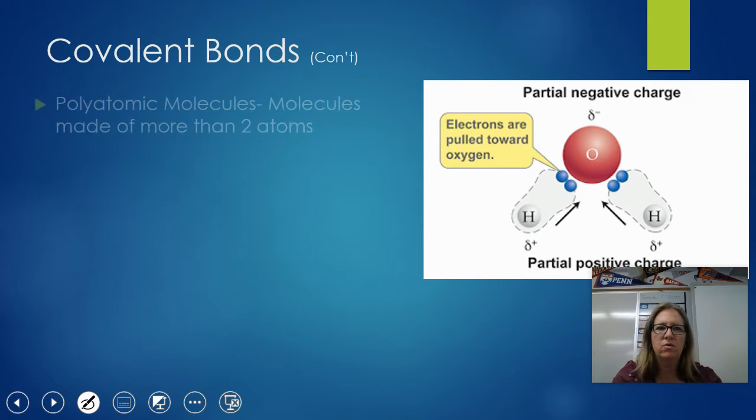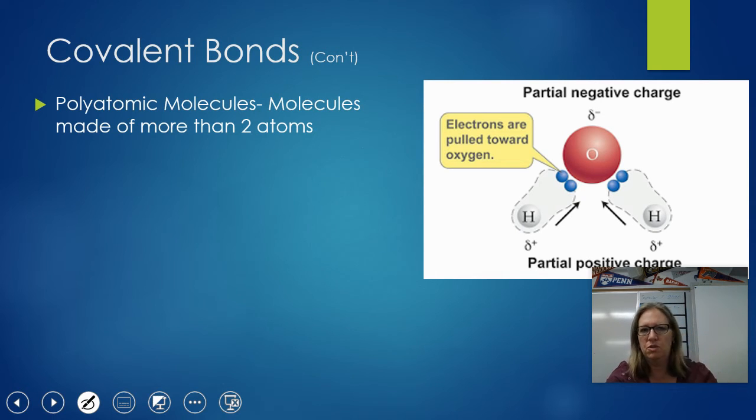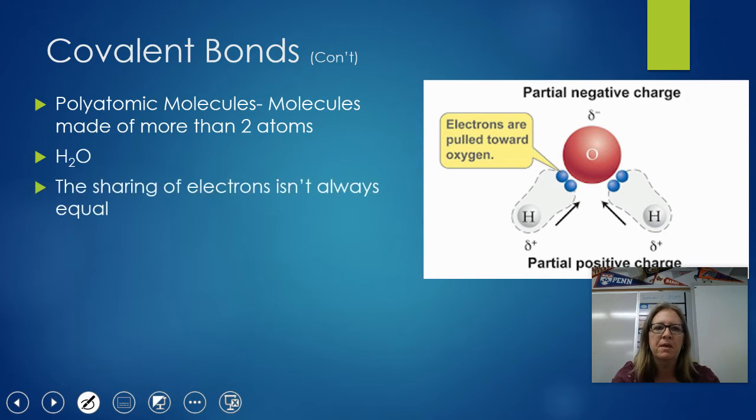Let's keep talking about covalent bonds. That last example, the CO2, is known as a polyatomic molecule, and those are just molecules made of more than 2 atoms. Water is also a polyatomic molecule, okay? But the sharing of those electrons isn't always equal.